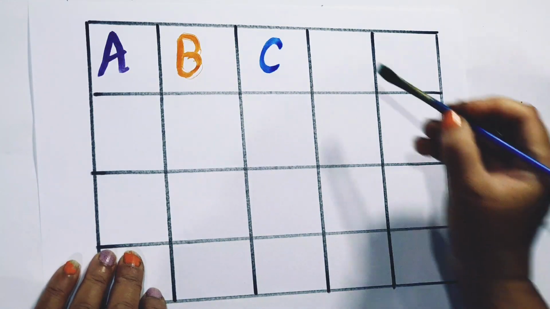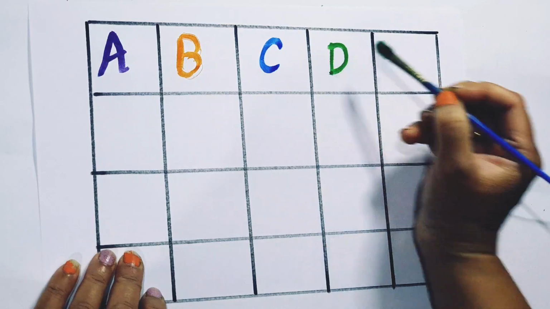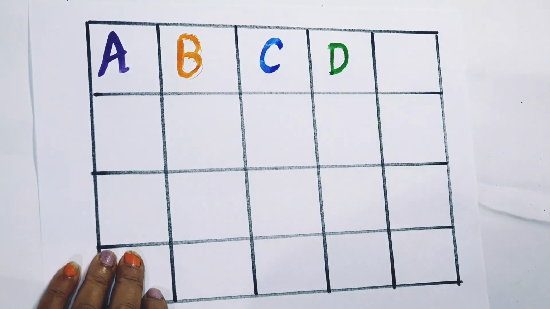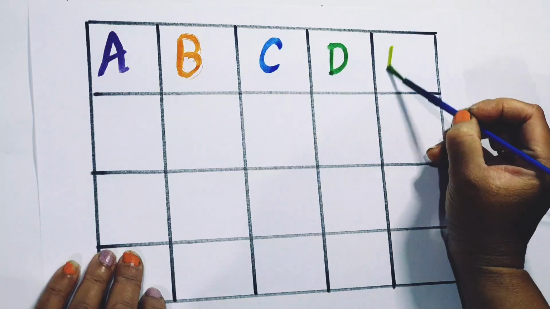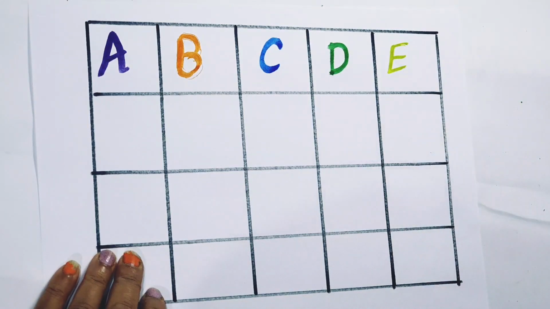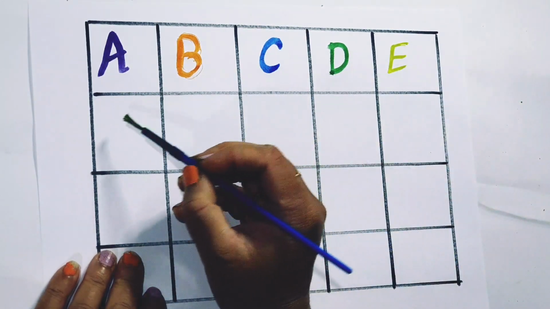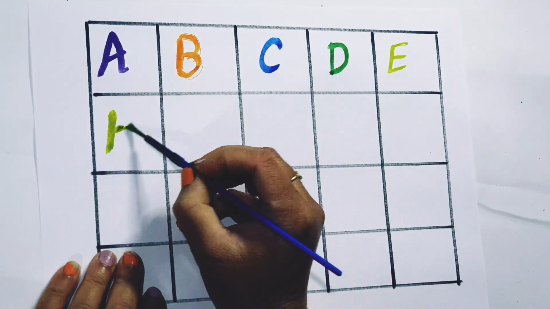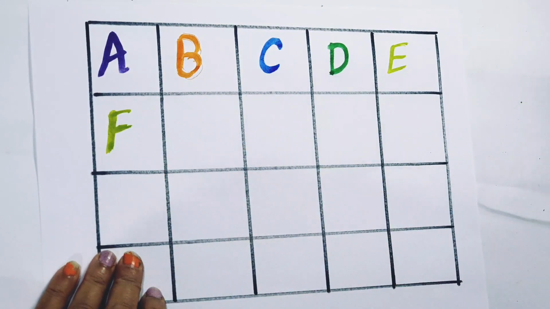Green color. D for donut. D for dragon fruit. Yellow color. E for eggplant. E for egg. Yellow color. F for fish. F for frog.